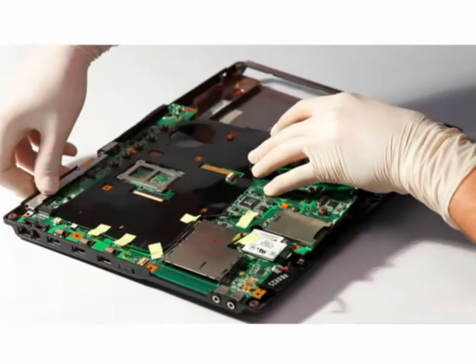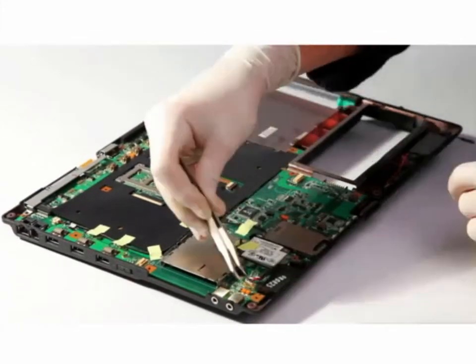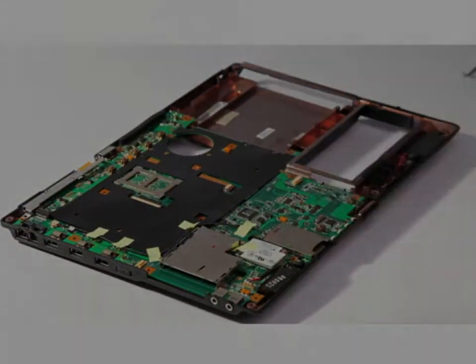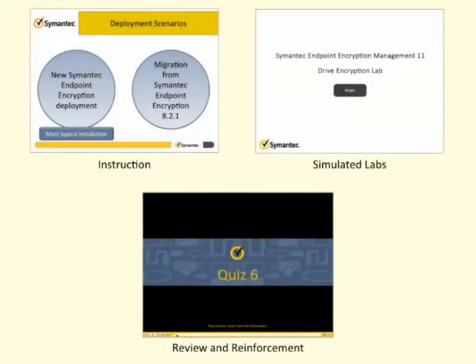We're all tied to these devices. We do our work on them. They store a lot of our important information. Join us now as Jeremiah Grother from Symantec Education Services introduces you to our drive encryption and removable media encryption products.